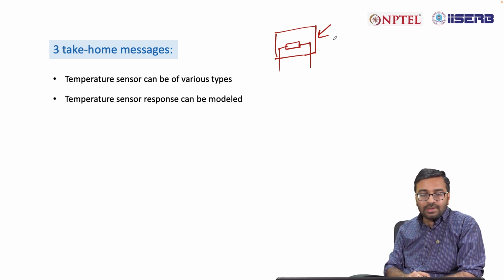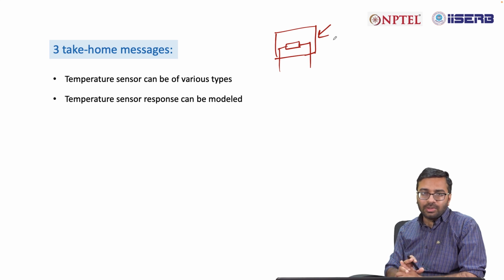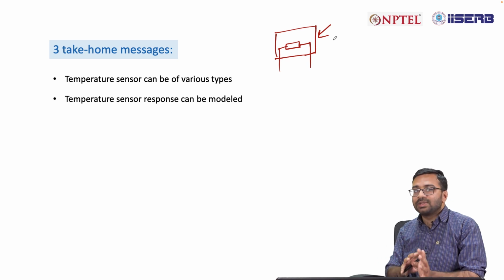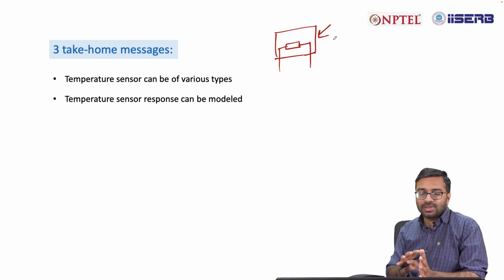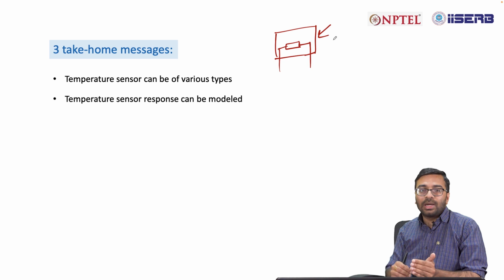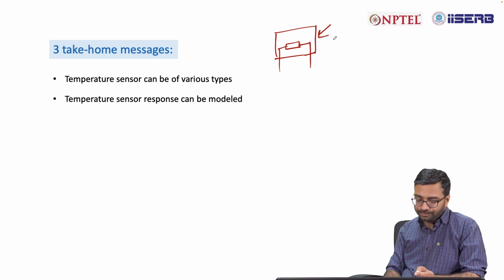The second thing is that temperature sensor response can be modeled. As we have seen, these are two simple models that people probably used previously. There are more complex models as well; these are not the only ones. This is just to give you an idea that temperature sensor response can be modeled mathematically, and mathematical modeling is very important because you can then program a microcontroller to get a better response from a temperature sensor, and so on and so forth.